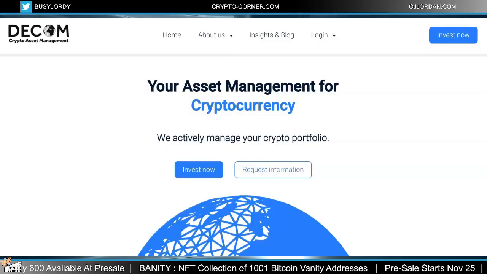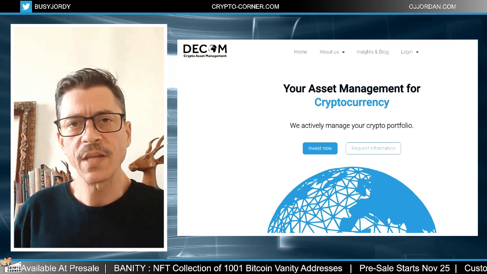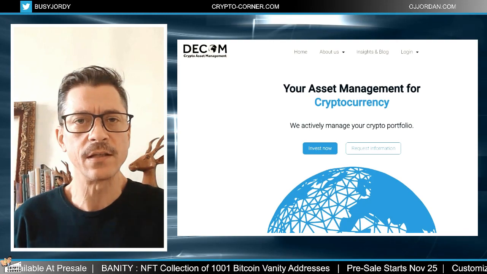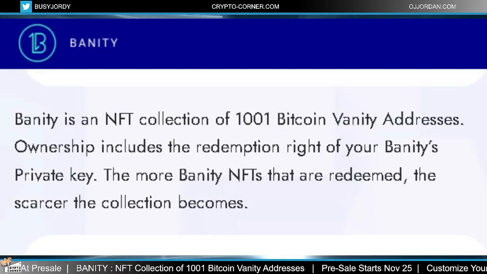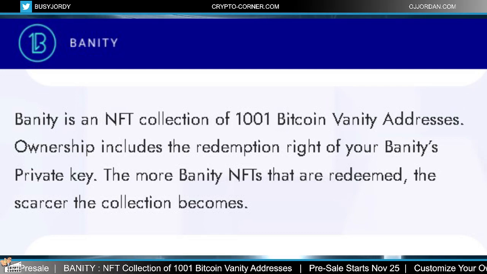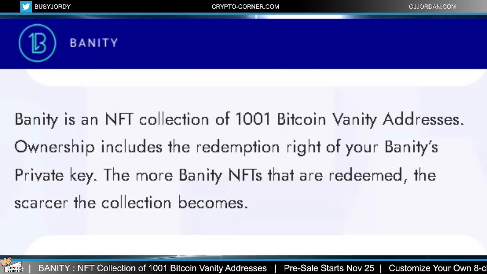So, who is behind Banity? Well, this is a crypto asset management firm based in Switzerland called DCOM, established in 2017. They created Banity as a collection of 1001 NFTs. All private keys are stored securely and encrypted by the DCOM Switzerland AG in Switzerland.